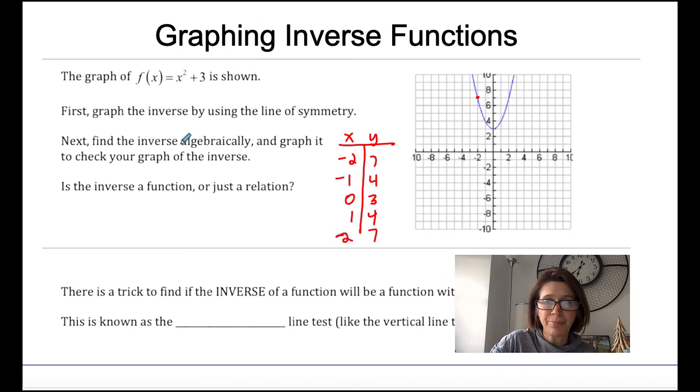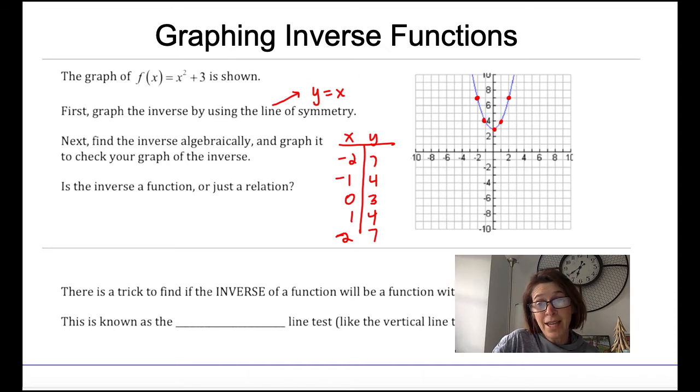If I want to graph the inverse by using the line of symmetry, first we have to know what that line of symmetry is. You may recall from the previous videos that I said that inverses are going to reflect over the line y equals x. That should kind of make sense to us because when we write the inverse equation, we just flip the x's and the y's. Okay, so I'm going to plot these points. Negative 2, 7, up here somewhere. Negative 1, 4. 0, 3, 1, 4. Okay, so I've got these points nicely drawn.